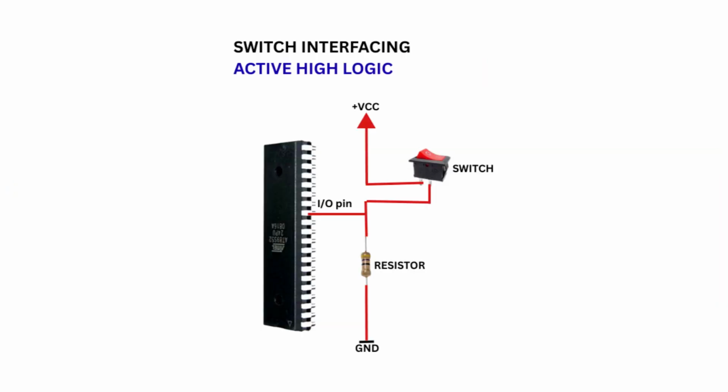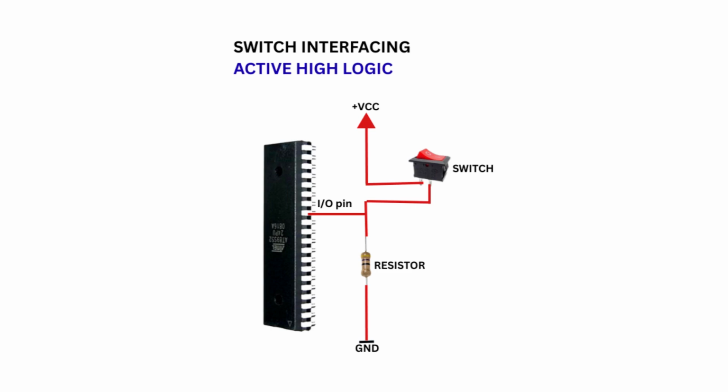First is active high logic interfacing. In active high logic, the microcontroller pin reads high when the switch is pressed and low when the switch is released. How it works? When the switch is released, the pull-down resistor pulls the pin to logic low, the program reads 0, and the LED will be off. When the switch is pressed, the pin is directly connected to plus VCC, logic is high, the program reads 1 and the LED will be on.